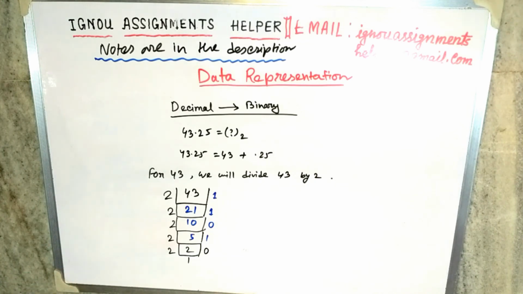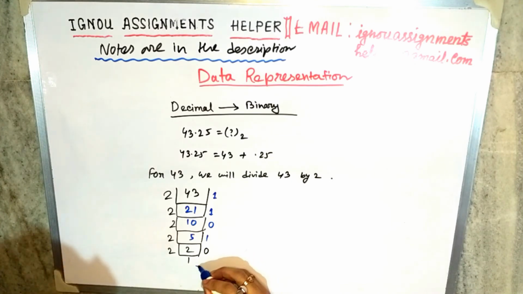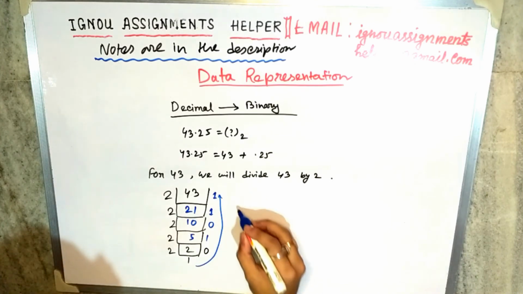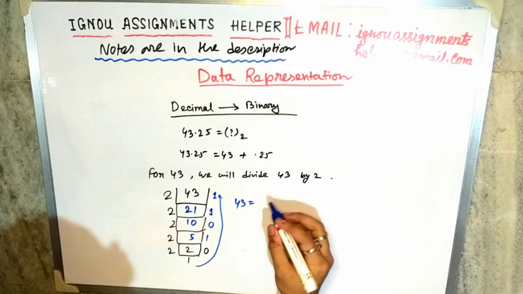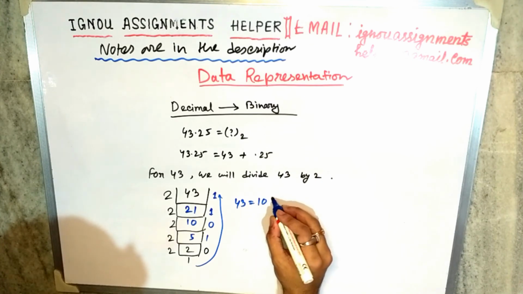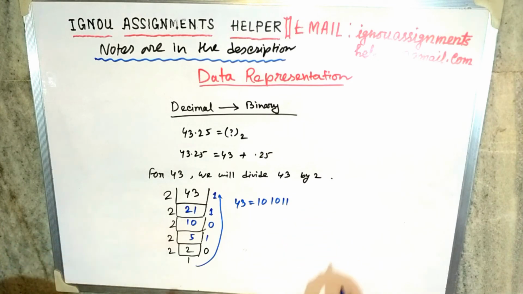So actually, when we are counting this in binary, we'll go from here to here, just like 43 in binary representation, that will be 1 0 1 0 1 1.